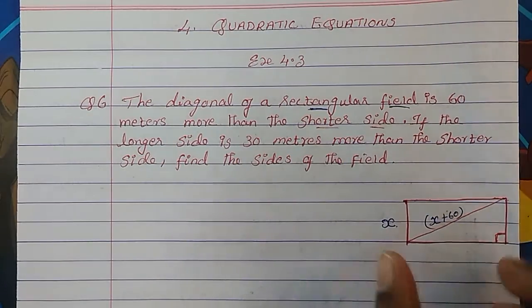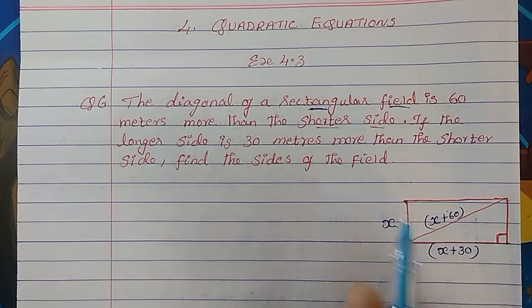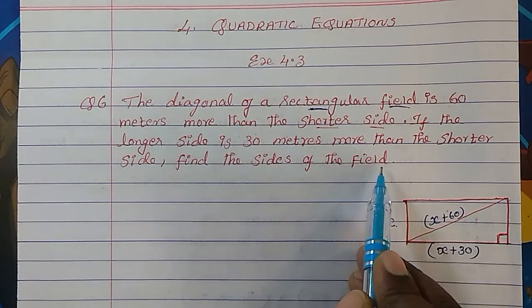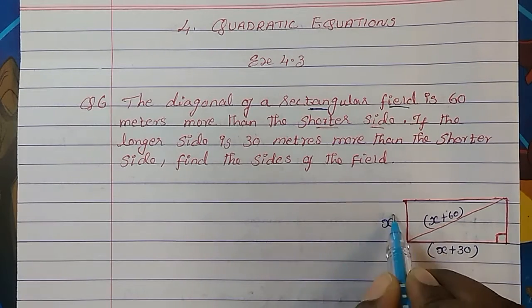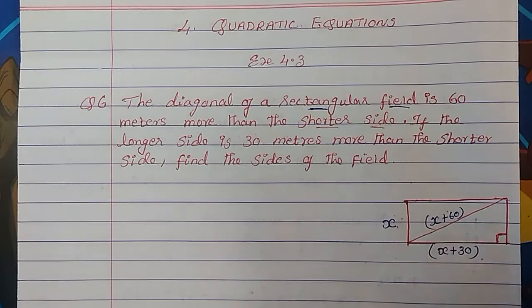If the longer side is 30 meters more than the shorter side, so we know this is the longer side. Longer side is what? 30 meters more than the shorter side. Find the sides of the field. So we have to find out the sides of the field. This side also we have to find out, this side, and this side. So we have to find the sides of the field.